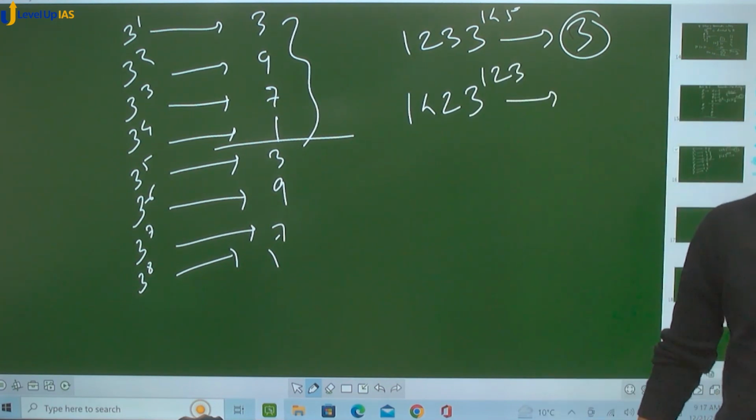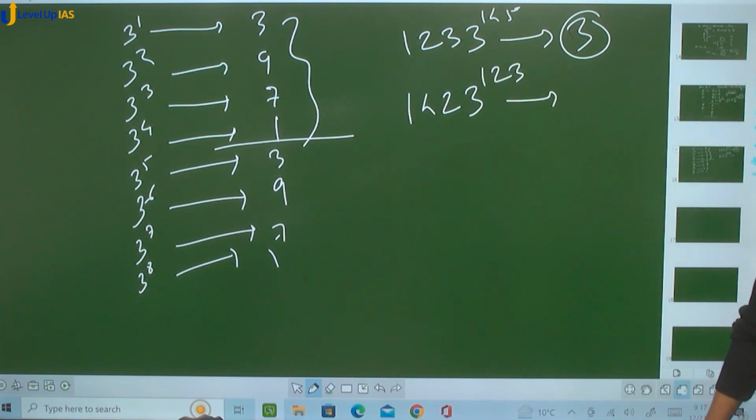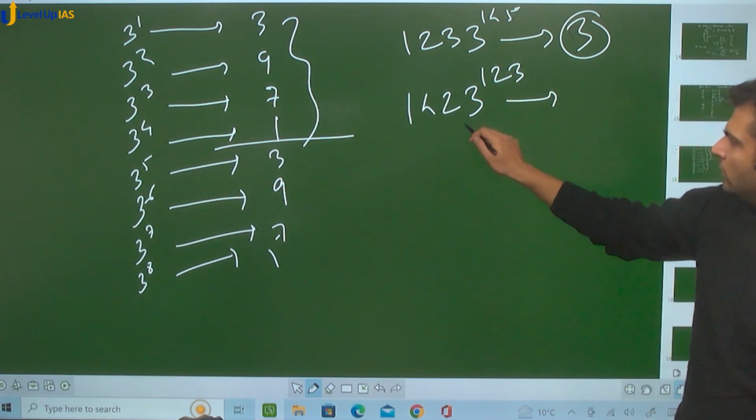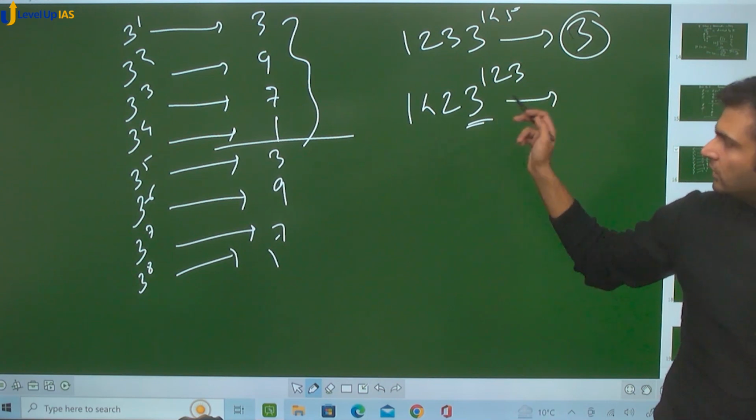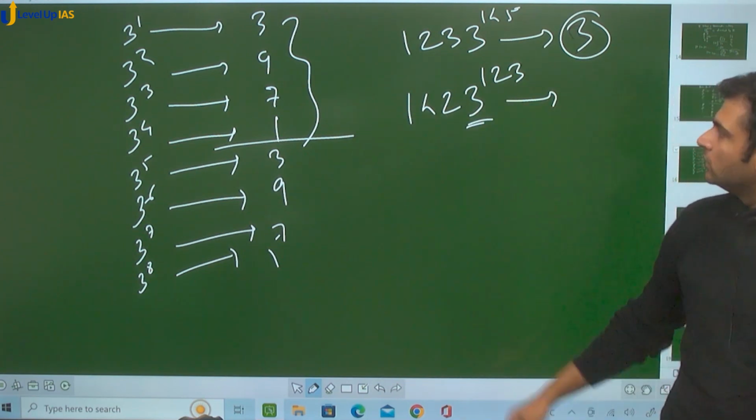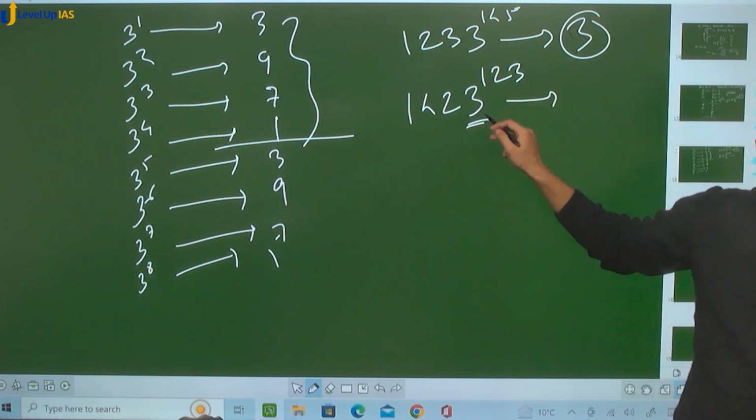What would be the remainder here? The base is 3, that is what's important. Rest of the things don't matter. Remainder would be 3.